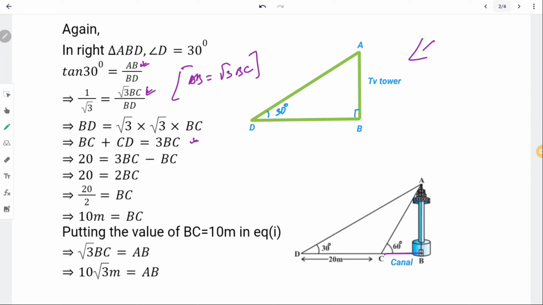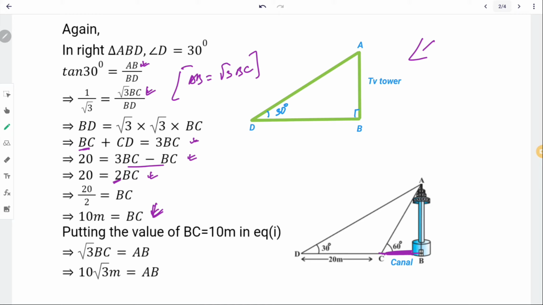So 3 times BC. You can see one BC is here. If it goes to the other side, it's going to become minus now. Then CD, the question already gave us how much? CD is already 20 meters. So in place of writing CD, we're just substituting the value there. And now 3 times BC minus BC, we're going to have 2 times BC. Then this 2 will go down to the denominator, and that is how we'll get the width of the canal. BC is how much? The width of the canal is now 10 meters.